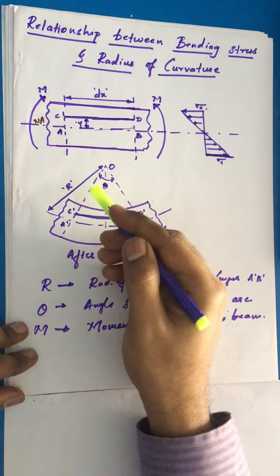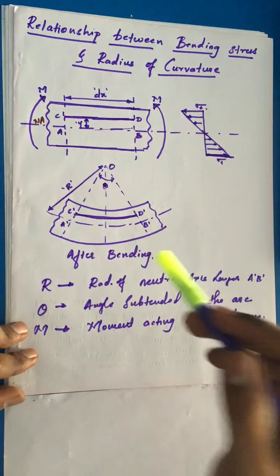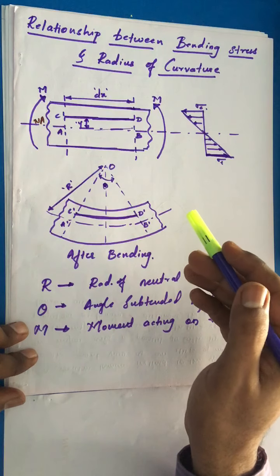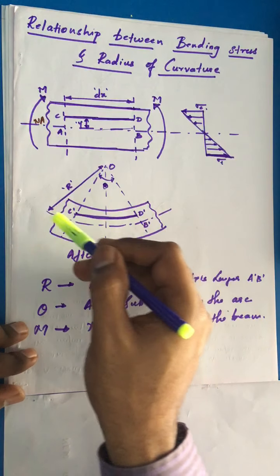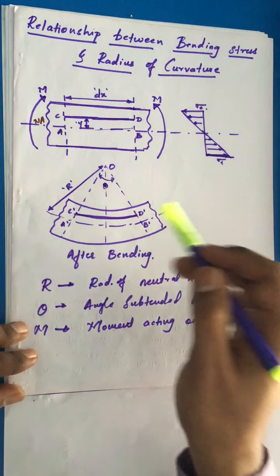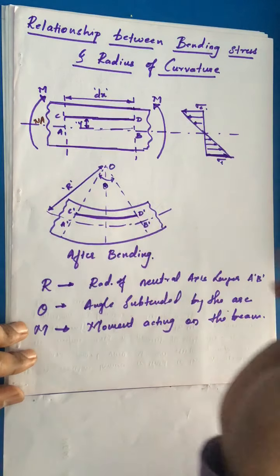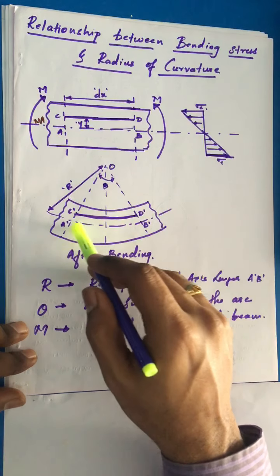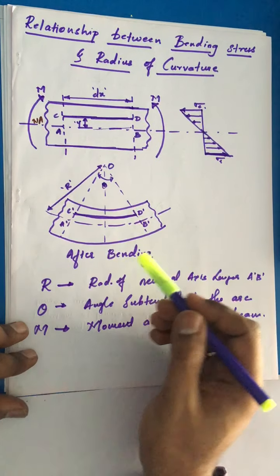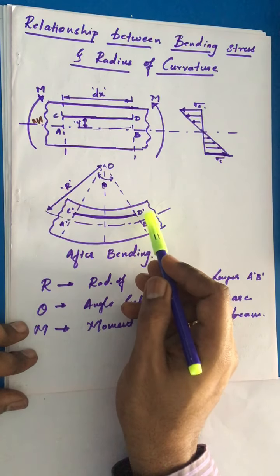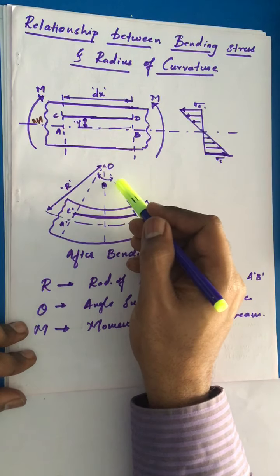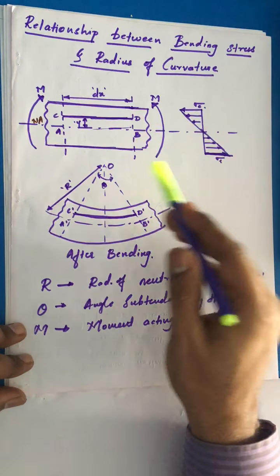Now when I apply the bending moment like this, what happens to this straight beam? It will get bended like this, and when it gets bended, it forms a portion of a circle, or basically an arc like this, with radius of curvature R. Let the layers, which were initially AB and CD, be A dash B dash and C dash D dash. You can see that they've got bended a bit, and let theta be the angle subtended by the arc at the center.